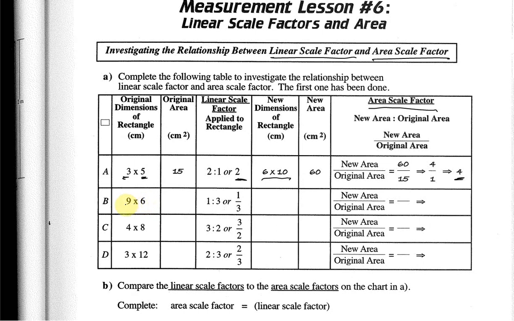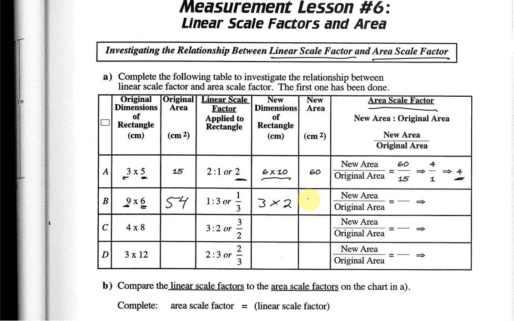So our next rectangle is 9 by 6, which gives us an area of 54. And we have a linear scale factor of 1 over 3. This number is less than 1, which means that we will have a reduction. You can take each of your old dimensions and multiply them to your linear scale factor to get your new dimensions. So 9 times 1 divided by 3 is 3, and 6 times 1 divided by 3 is 2.